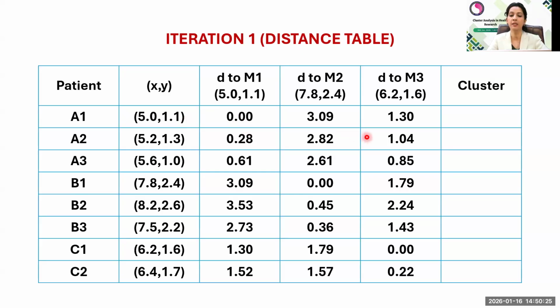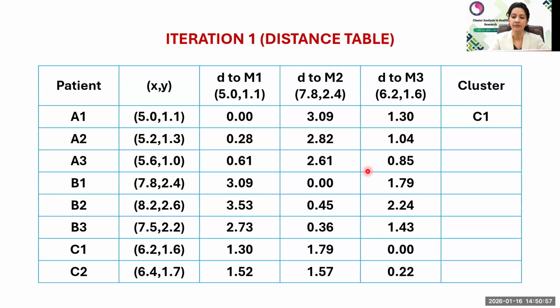So for example, we have calculated the distance. Now you have to see the minimum. Since this is the centroid for the first, it will go in cluster 1. If you see this, which is minimum: 0.28 or 2.82 or 1.04? So this A2 patient will go in which cluster? Yes, all of you please write in the chat box. True. It will go in C1 because 0.28 is minimal.